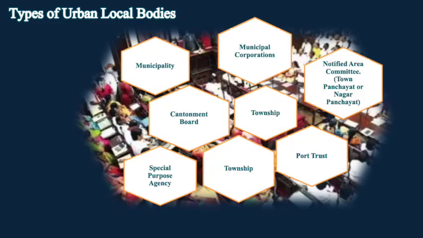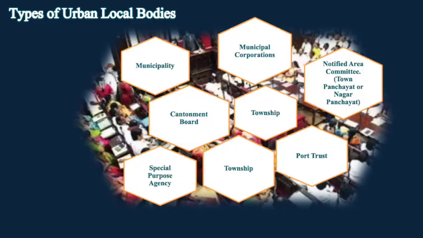Now, we will discuss types of urban local bodies. See here, the first and foremost urban local body is the municipal corporation. We will discuss it in detail in the coming slides, but this municipal corporation is such a big local government body in the urban local bodies, which enjoys greater autonomy when compared to other urban local bodies.